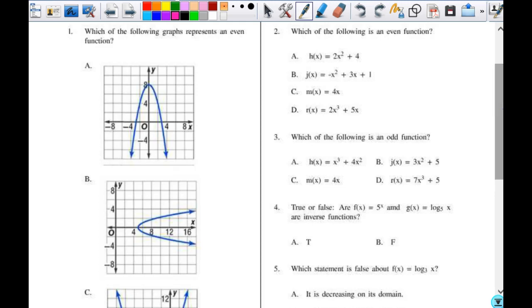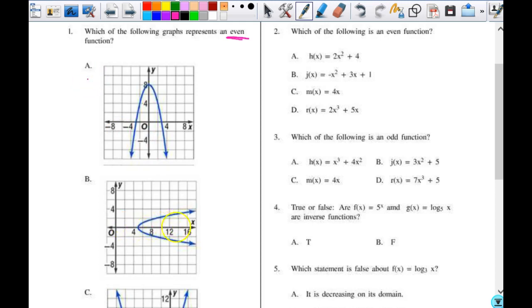All right, so number one says, which of the following graphs represents an even function? If we are looking at it from a visual perspective, a function that is even has symmetry with respect to the y-axis. So it sure looks like A has got the symmetry with respect to the y-axis, so I like A. Okay, I'm going to hang on to A. We'll look at the rest of them here.